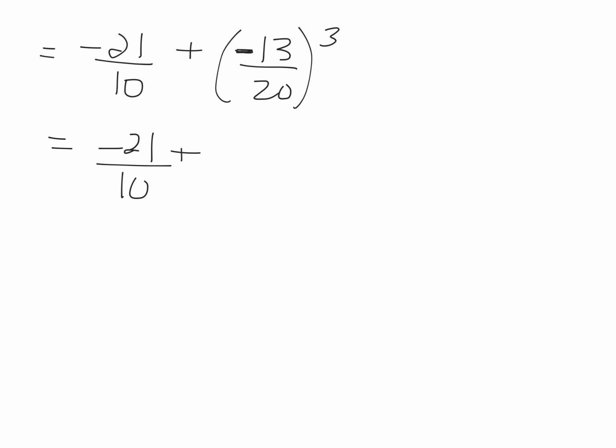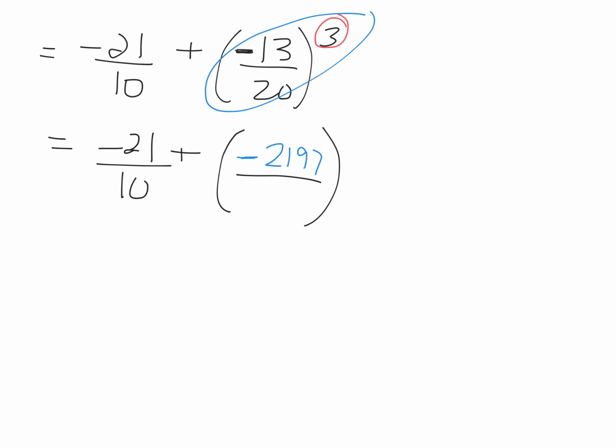The base is negative, and I have an odd exponent. So your answer to this power should be negative, right? What is negative 13 times negative 13 times negative 13? Yes? 2,197. And what's 20 to the power of 3? 20 times 20 times 20? 8,000. Okay, I know we're working with really large numbers, but this is easy now.